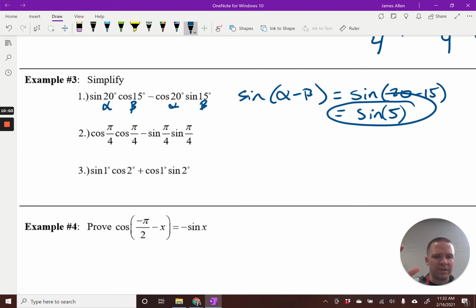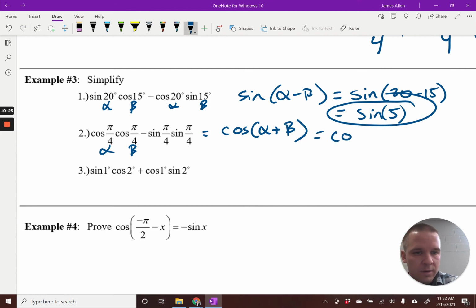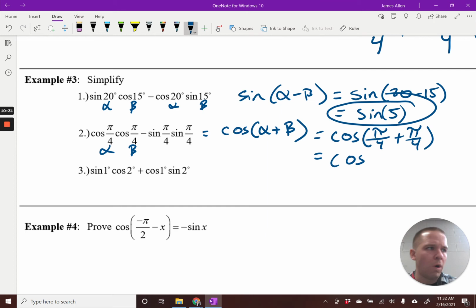That's it. All right. We're basically putting it back together. This is the expanded form. Here I have cosine minus sine. So this is my cosine sum formula, right? It's an opposite sign in there. So this is my alpha, this is my beta. So I'm going to have cosine of pi over 4 plus pi over 4. That gives me 2 pi over 4, which is pi over 2.